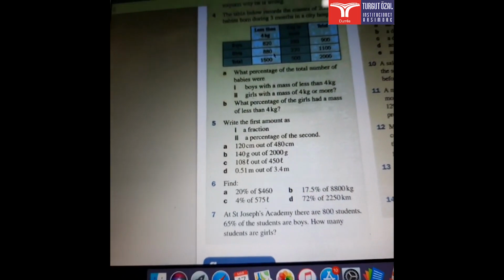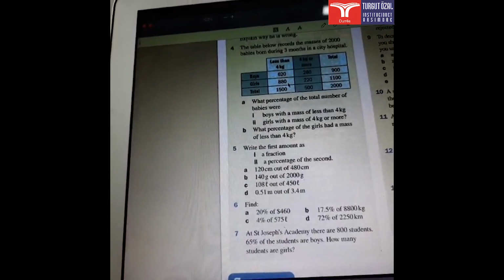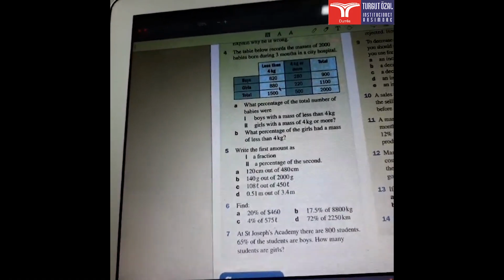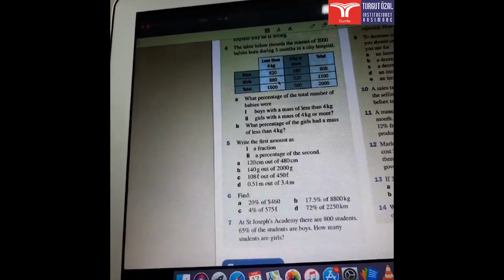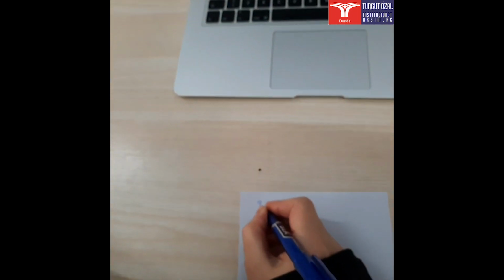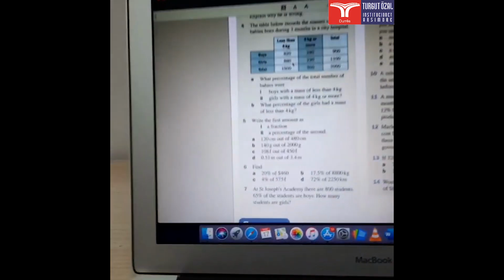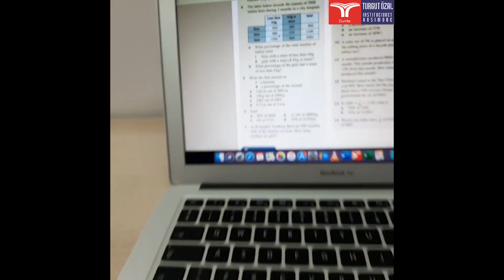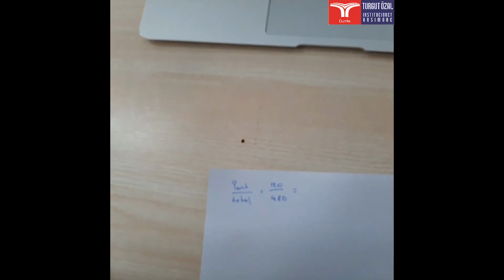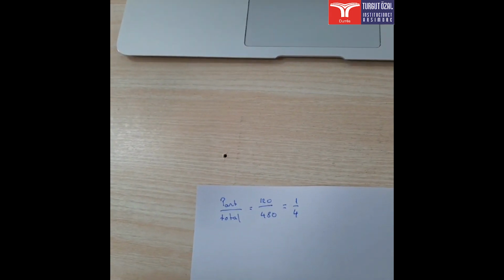Let's have a look at exercise 5. I will show you only A and then you will continue with the other ones. In exercise 5, we have to write the first amount as a fraction. It means we have to write as a fraction 120 centimeters out of 480 centimeters. So we have to compare from the total, we have to take the part, which will be 120 over 480. If we simplify this fraction to the simplest form, it will be 1 over 4.